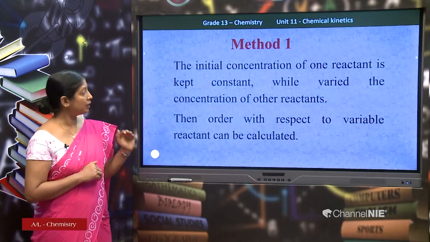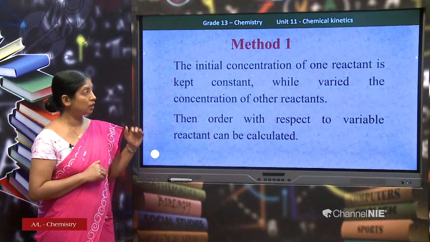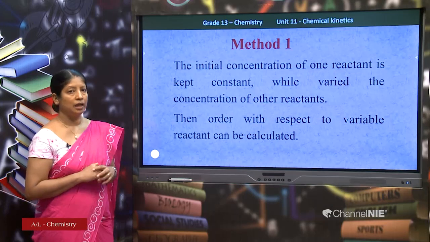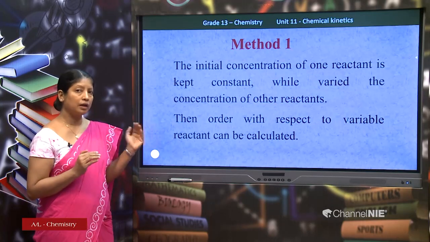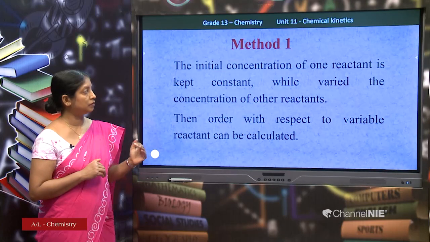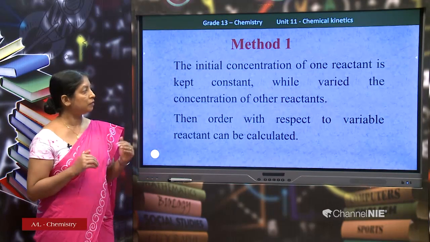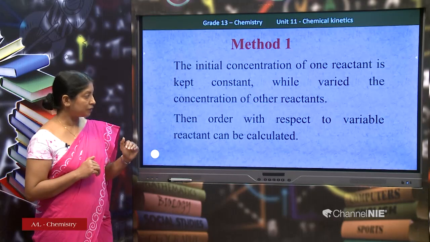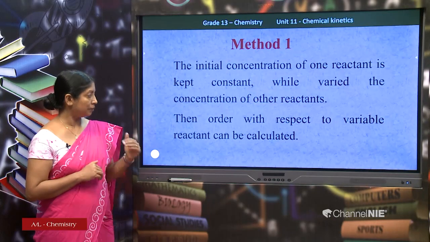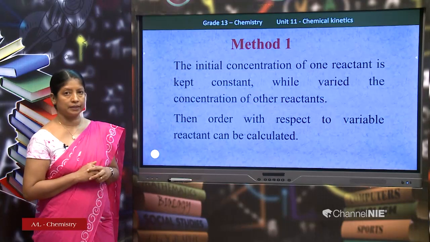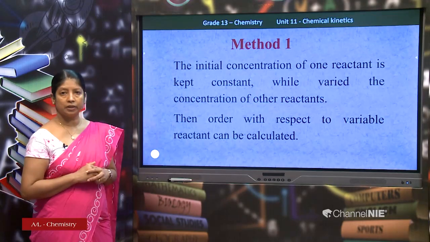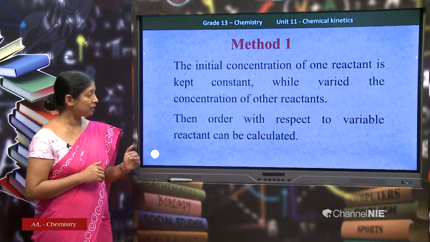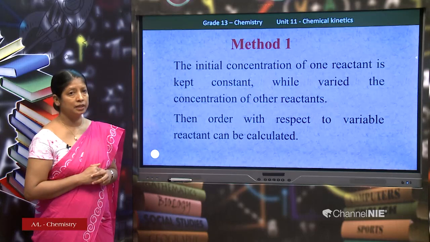So, when you have several reactants, according to the first method, just keep one reactant at a constant value and vary the concentration of the other reactant. If you have two reactants, keep one reactant at a constant concentration and vary the concentration of the other one. Then the one which has variable concentration can actually affect the rate. In such a case, the order with respect to that, or the real influence on the reaction rate by this variable reactant, can be calculated.